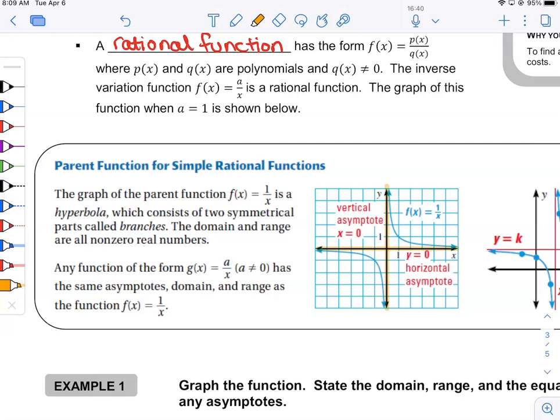So you can't have it equal to 0 and then 1 divided by something. There's nothing that you can divide 1 by to get to 0. So the graph of the parent function f of x equals 1 over x is a hyperbola. That's the name for these, which consists of two symmetric parts called branches. The domain and range are all non-zero real numbers, except where x equals 0 and y equals 0. So any function of the form g of x equals a over x, where a is not 0, has the same asymptotes, domain, and range as the function f of x equals 1 over x.